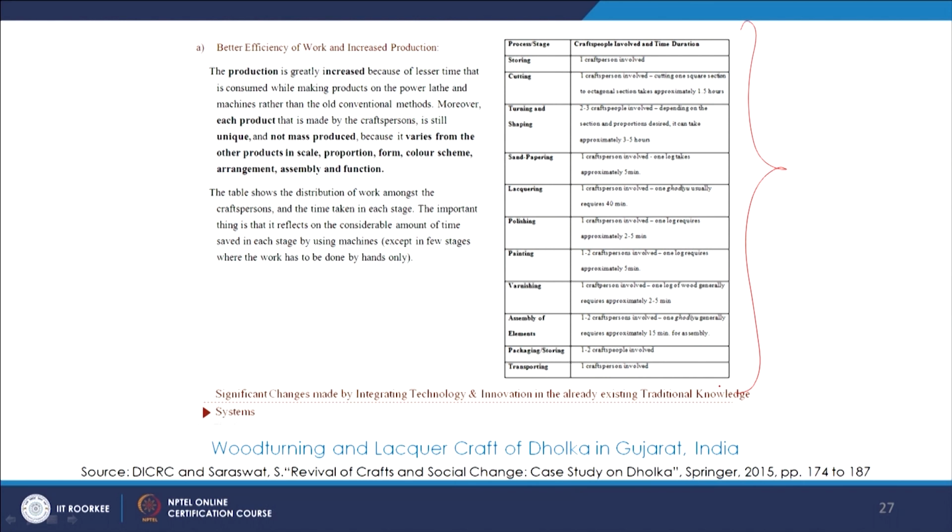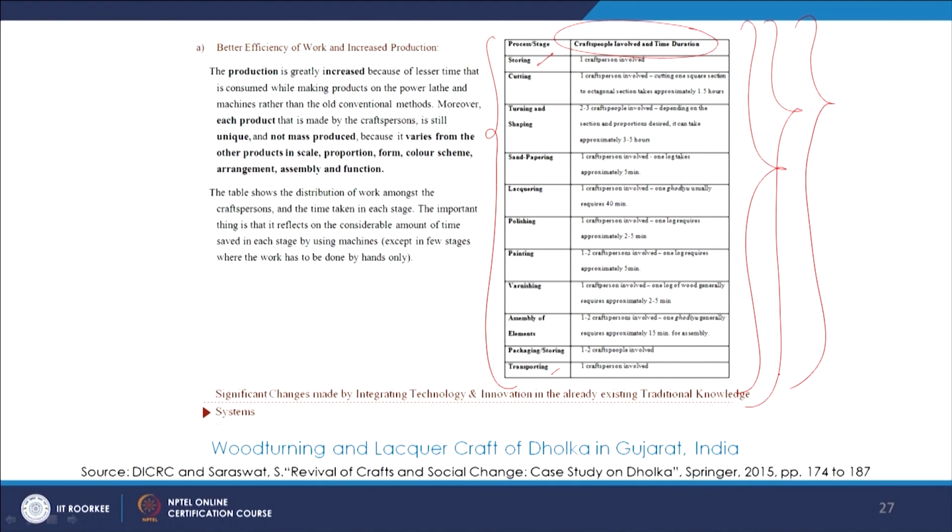And here there was this record which was made, and for all the different stages, right from storing to transportation, how the number of craft persons involved and the time duration was drastically reduced when the power lathe was used, as compared to what would have been there if the hand lathe or the traditional patri was used. So all of this was recorded, and there was a major change in the number, and this was very efficient. The interventions made it very efficient, and the production increased. So these kinds of recordings were done.